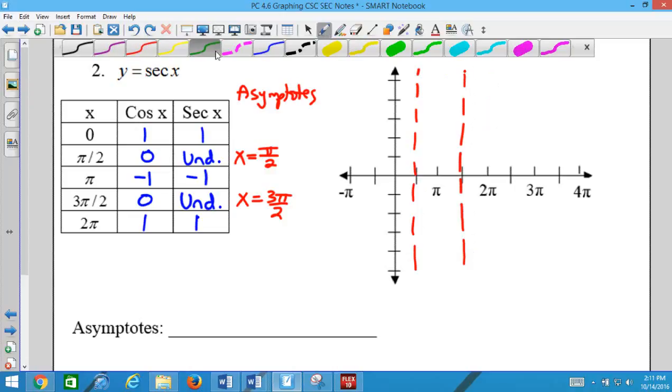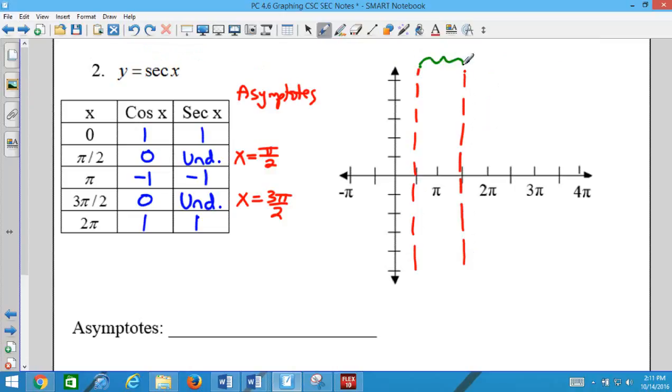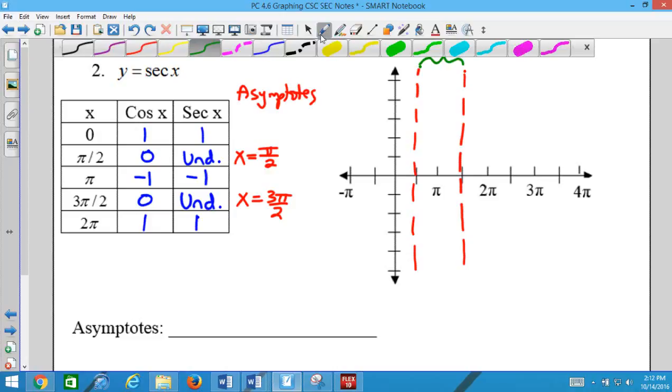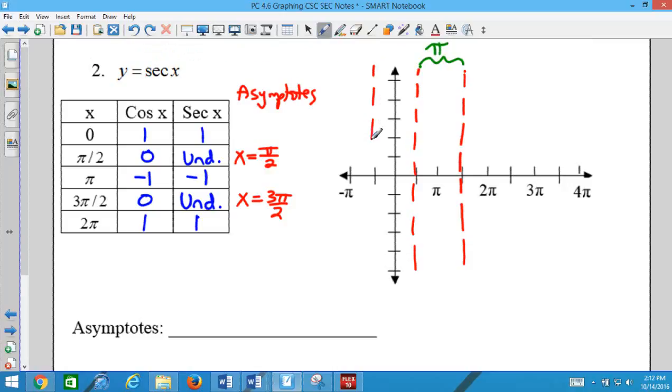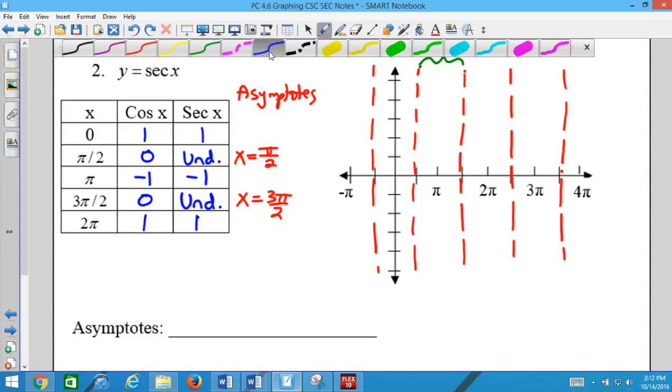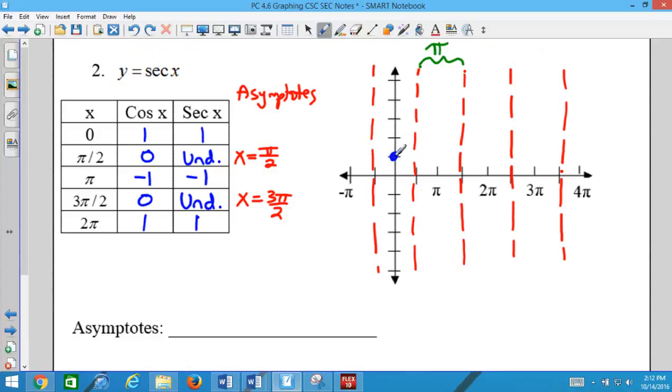And then we ask ourselves, how far apart are these? These are pi apart. So I'm going to continue the pattern, drawing those asymptotes. The points I can graph are 0, 1, pi, negative 1, 2 pi, 1. I'm going to continue my pattern.